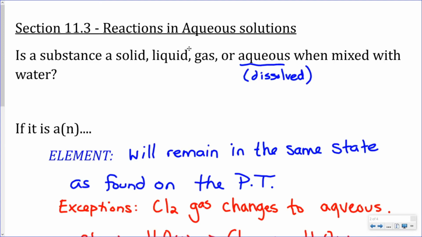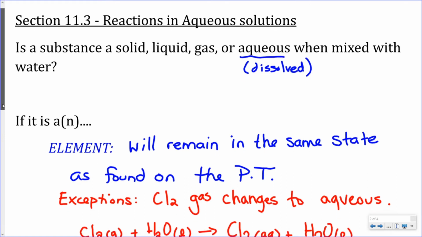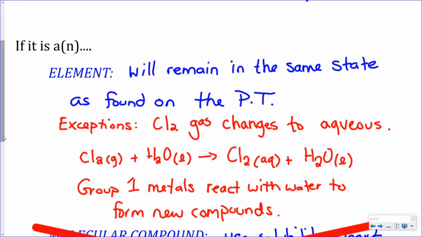So, reactions in aqueous solution is what we're going to look at primarily, and I've already filled in a bunch of this stuff for you. Aqueous solutions just means it is dissolved in water. So, we want to know, is a substance a solid, liquid, gas, or aqueous when it's mixed with water? Does it dissolve? The easy thing first is if it's an element, it's nice and easy. It will remain in the same state as found on the periodic table.